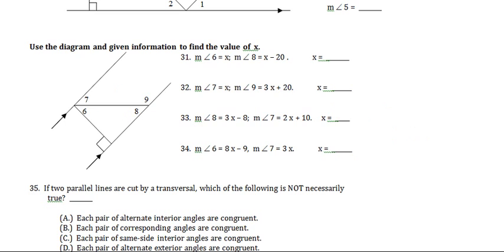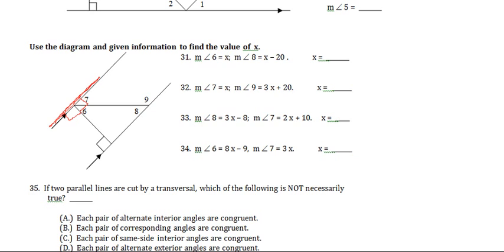Next one is 6 is 8x minus 9. 7 is 3x that you have right here. And we have to figure out what x is. So I'm going to clear this really quick because if I'm looking at this, these are same side interior angles. Same side interior angles have to add up to 180. Well, if that's 90, this one needs to be 90, which means that this 6 and 7 have to also add up to 90 degrees because they make a straight line.